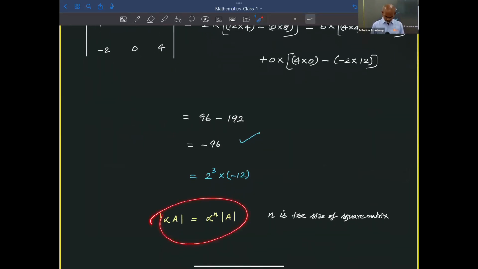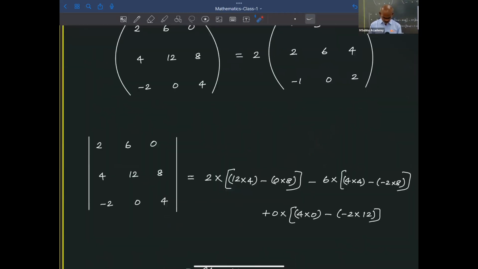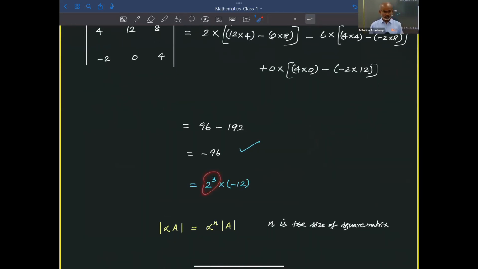This simple rule is available. The determinant of a scaled matrix with a scaling factor of alpha is equal to alpha to the power n times the original determinant. Here the matrix is scaled by 2, and so it is 2 to the power 3. Why power 3? Because the size is a 3 by 3 matrix. Suppose you have a 4 by 4 matrix, the scaling factor is alpha and the size of the square matrix is 4. So the scaling factor to the power of the size is to be multiplied with the original determinant.